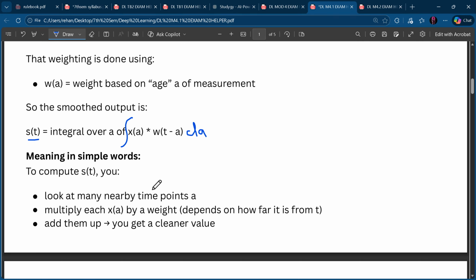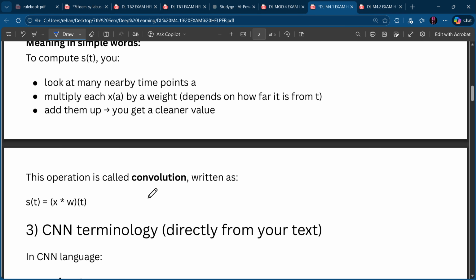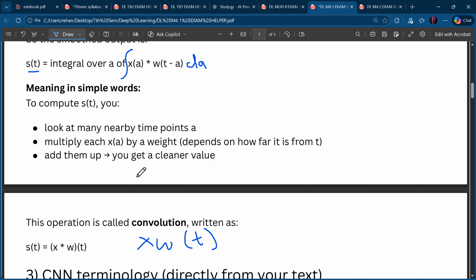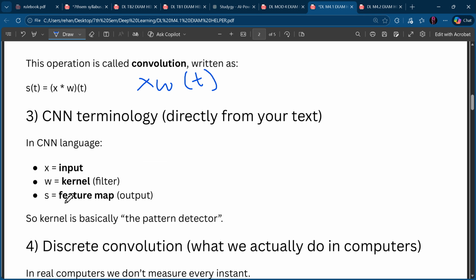In simple terms, to compute s(t), you look at many nearby time points a, multiply each x(a) by a weight that depends on how far it is from t, and add them up to get a cleaner value. This operation is called convolution, written as s(t) equals (x * w)(t). It is not multiplication; it's just (x * w)(t).